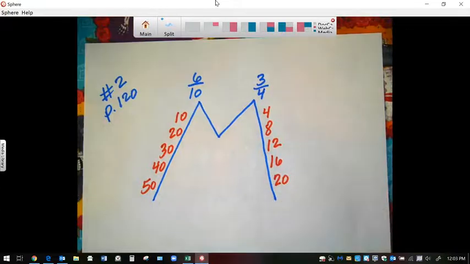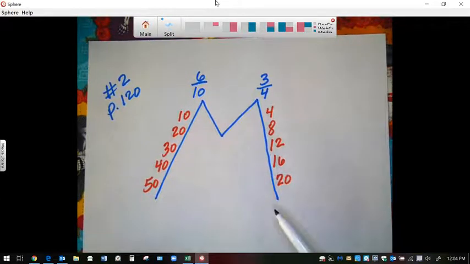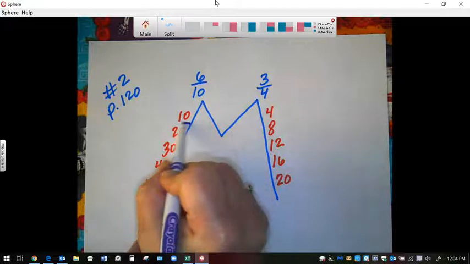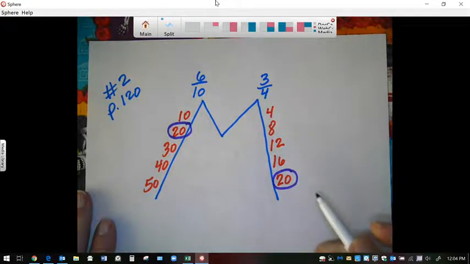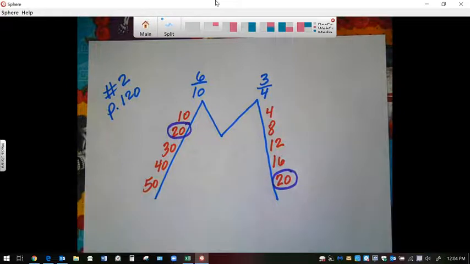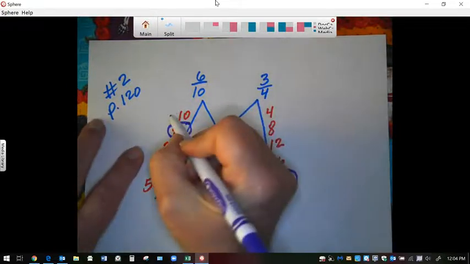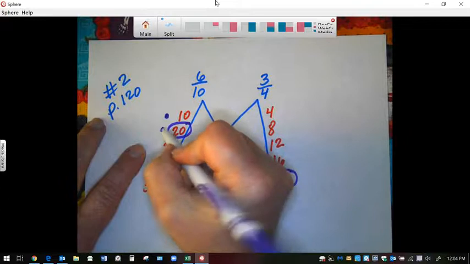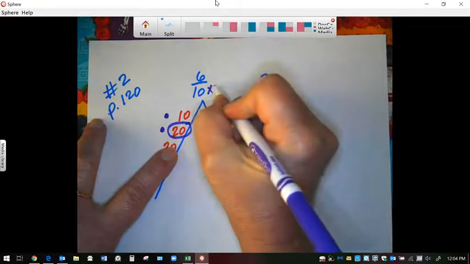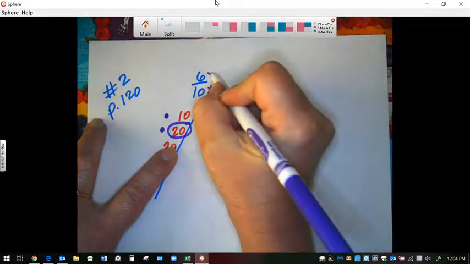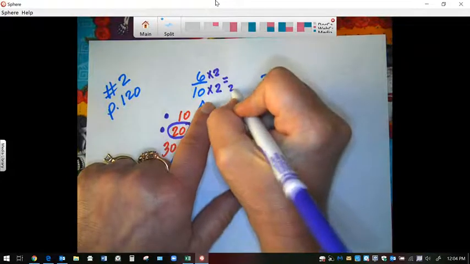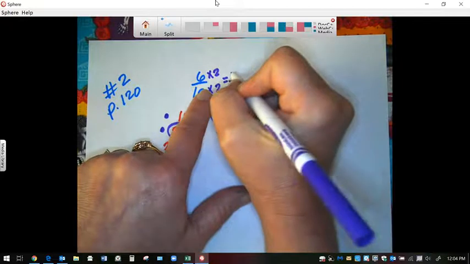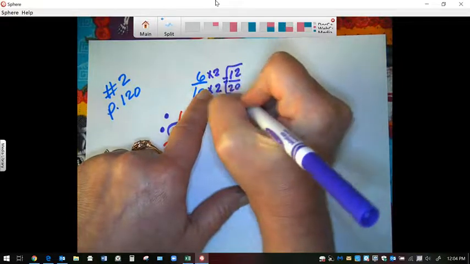We're going to look to see if they share any multiples, and they both share a 20. So we're going to circle it, and we're going to do our dots to see how many multiples we used to get to it. 1, 2. So we're going to multiply times 2. What you do to the bottom, you do to the top. 10 times 2 is 20. 6 times 2 is 12. So here's my first fraction.